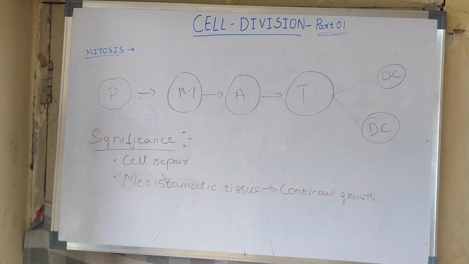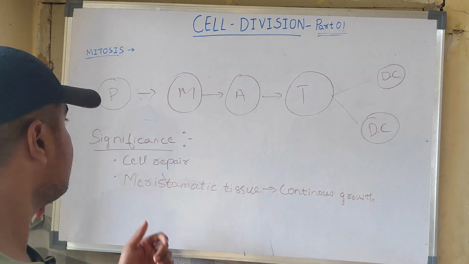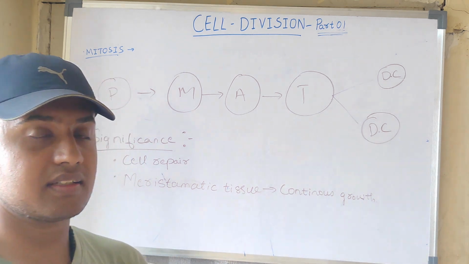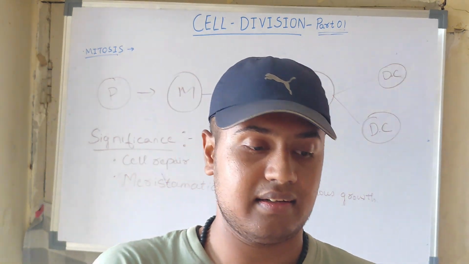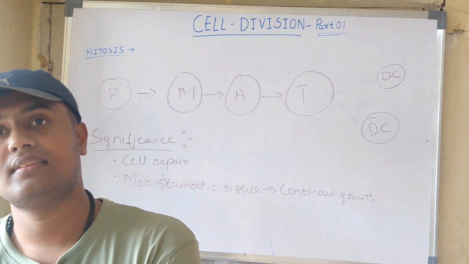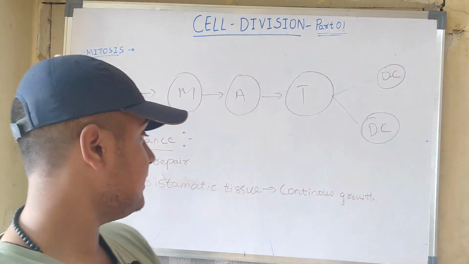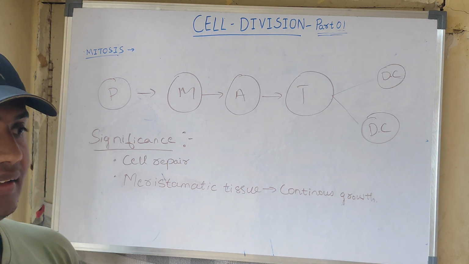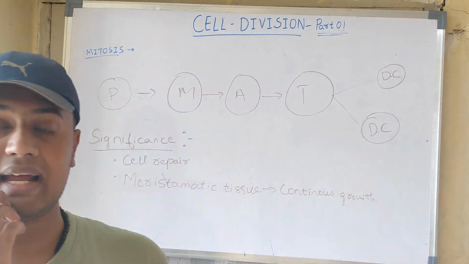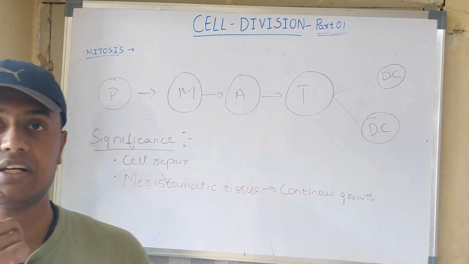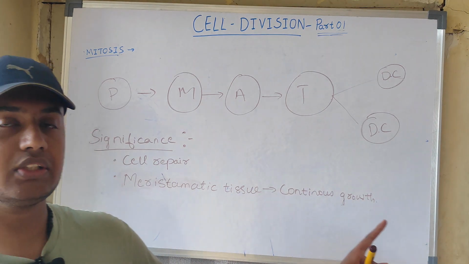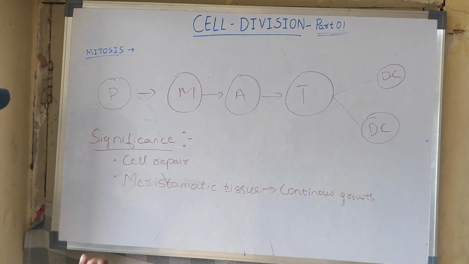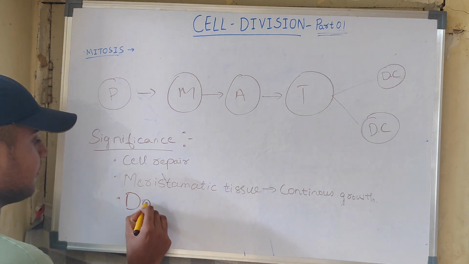And let's mention the significance of mitosis. Mitosis is helpful in cell repair, and whenever a wound happens, it repairs the cells and synthesizes new cells there. And the next significance is meristematic tissue. In plants, meristematic tissues undergo mitotic division, which leads to continuous growth of plants. And the daughter cells are clones of each other.